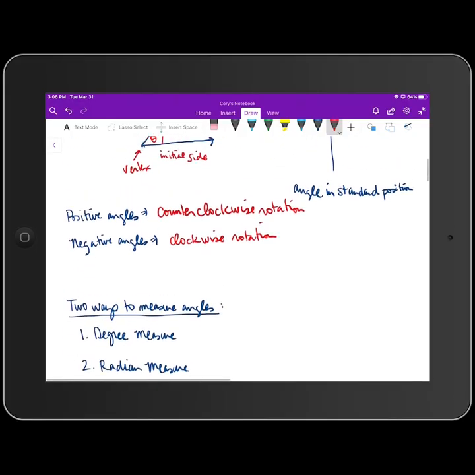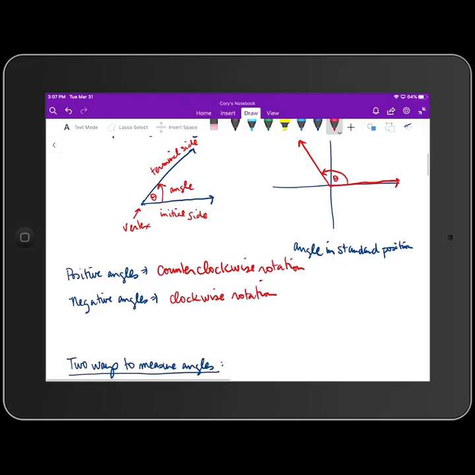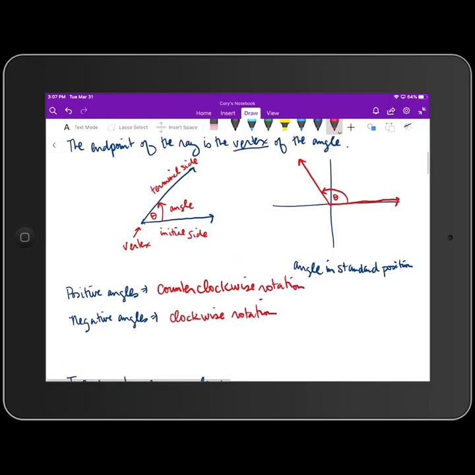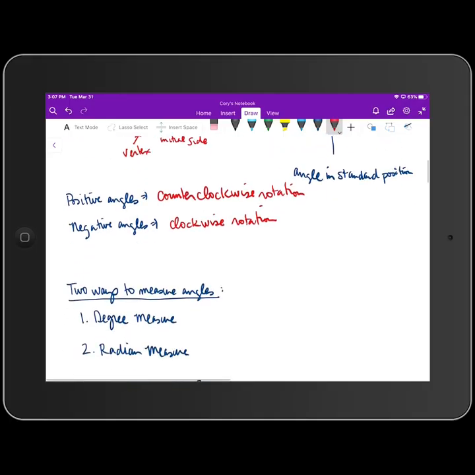Okay, so again, if we rotate in the counterclockwise direction like we've done for both of the angles drawn above, those correspond to positive angle measures. And if we rotate clockwise, that corresponds to a negative angle measure.